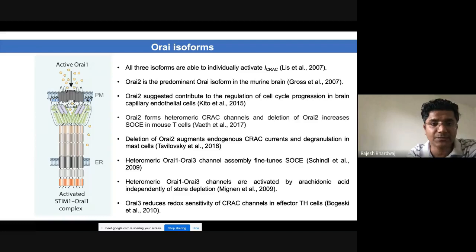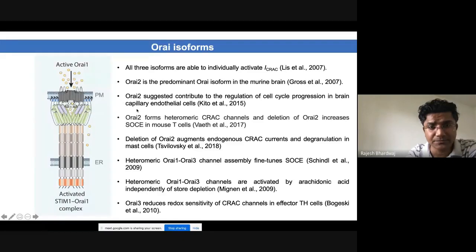Similarly, ORAI3 has been reported to form heteromeric channels with ORAI1, and such heteromeric channels have been suggested to be activated by arachidonic acid, for example. So they are uncoupled from stores. ORAI3 has also been shown to confer redox resistance, because ORAI1 has a cysteine at the extracellular surface that is oxidized upon oxidative stress. When ORAI3 heterooligomerizes with ORAI1, because ORAI3 lacks this cysteine residue, this confers resistance to redox.